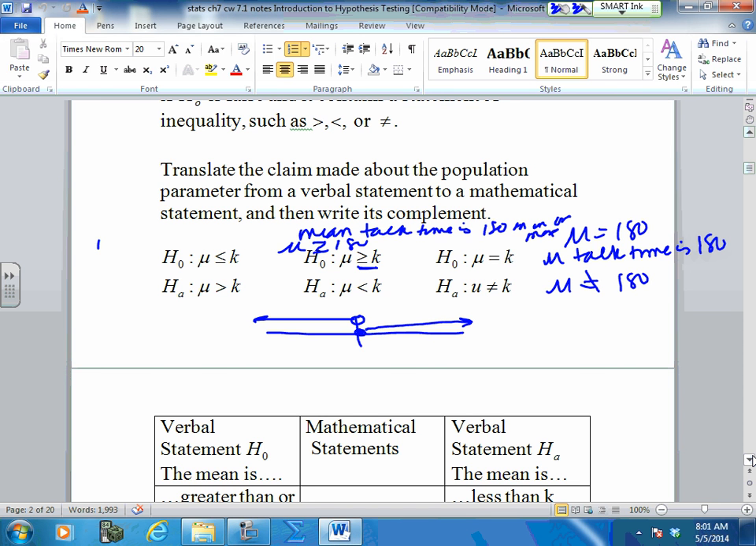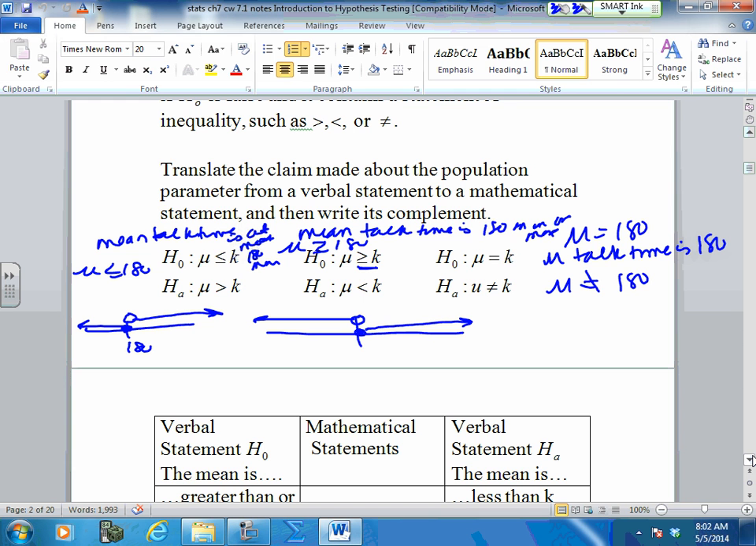This guy says my mean talk time is at most 180 minutes. At most says less than or equal to. So now picture your number line. It can't be more than that. That's the most it could be. So your alternative says I need the rest of this number line, this guy, but I can't use this because it was already used. So my alternative is that my mean is greater than 180. Everybody see where those are coming from?